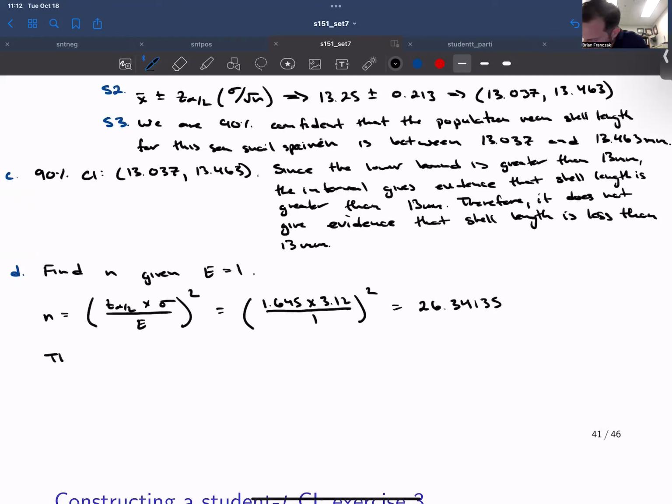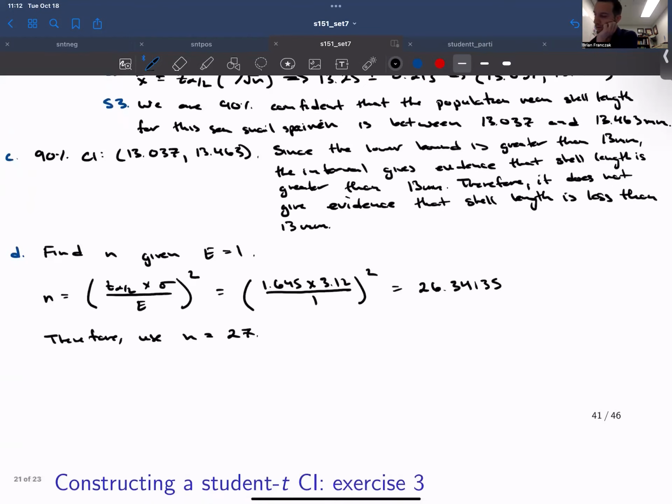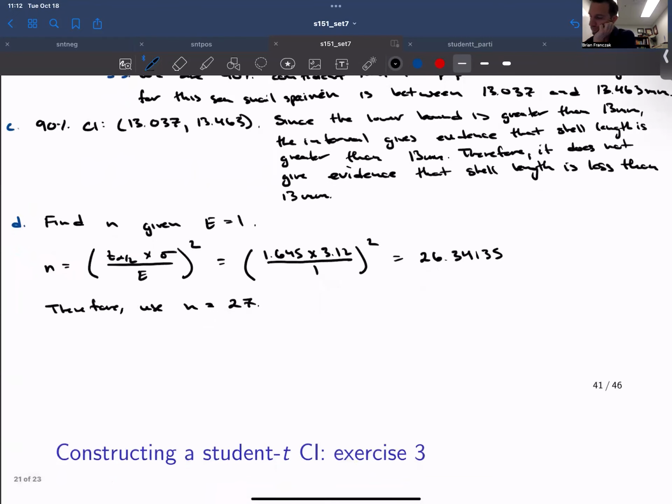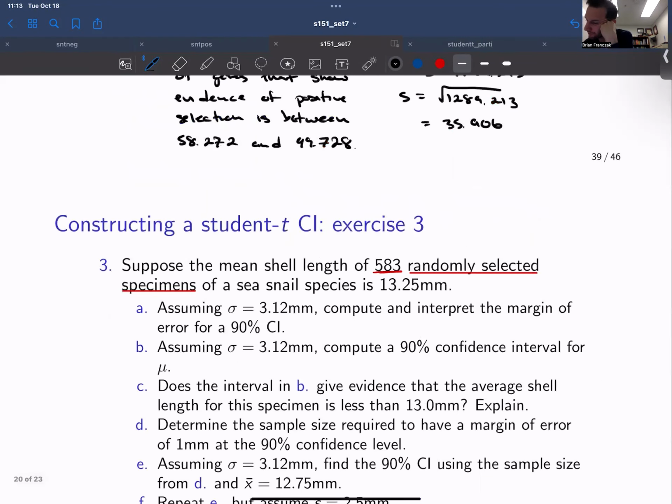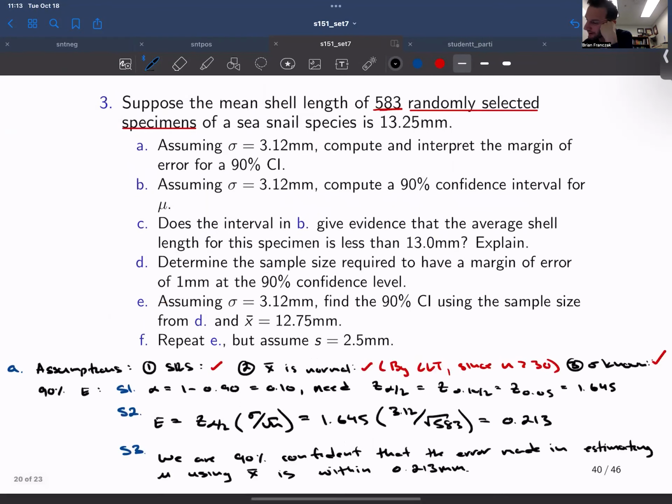So therefore, use n equals 27. Okay, in part E, it says, assuming sigma equals 3.12, find the 90% CI using the sample size from D if X bar is 12.75.